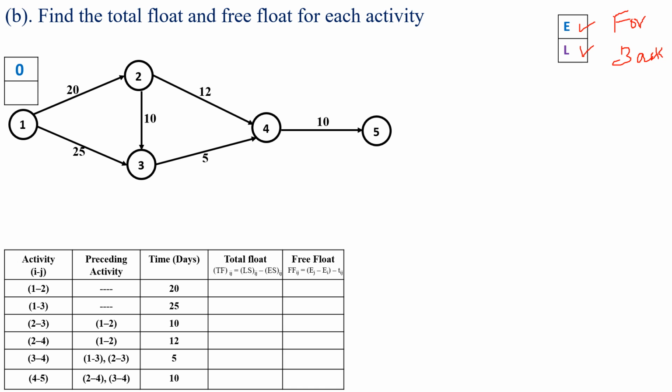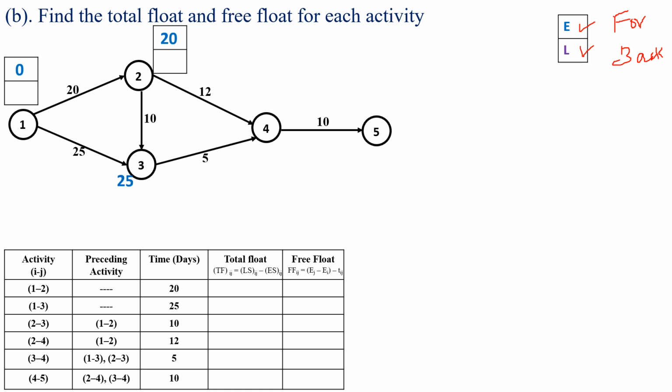So the earliest finish time for the activity 1 to 2 is 20 at the event 2. Next we have to look at the activity 1 to 3. For the activity 1 to 3, event 1 is the starting event, so its earliest start time is 0 and the finish time at event 3 is 0 plus the duration of the activity, 25. So 0 plus 25 is equal to 25.